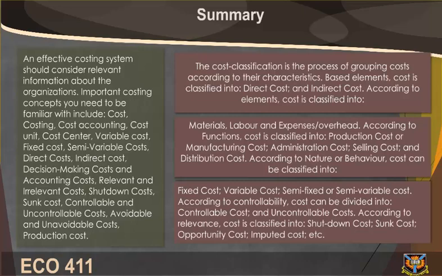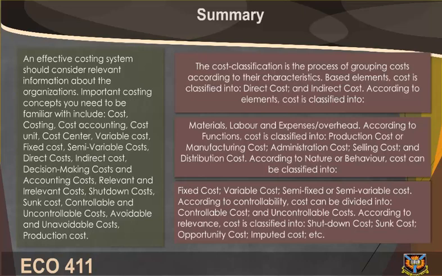The cost classification is a process of grouping costs according to their characteristics. Based on elements, cost is classified into direct cost and indirect cost. According to elements, cost is classified into materials, labor, and expenses overhead. According to functions, cost is classified into production cost or manufacturing cost, administration cost, selling cost, and distribution cost.